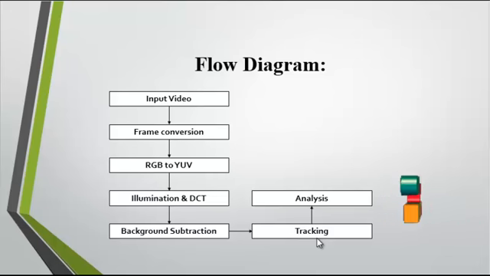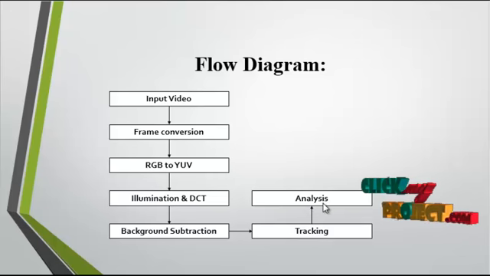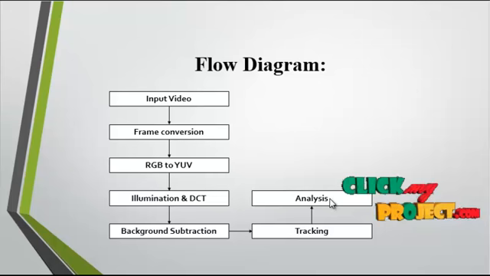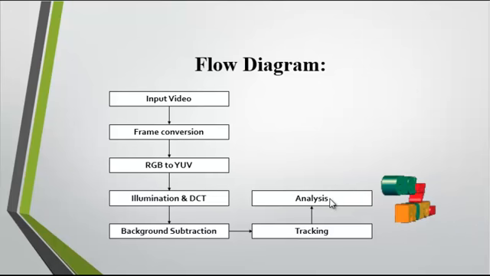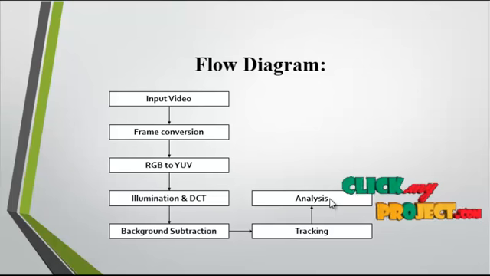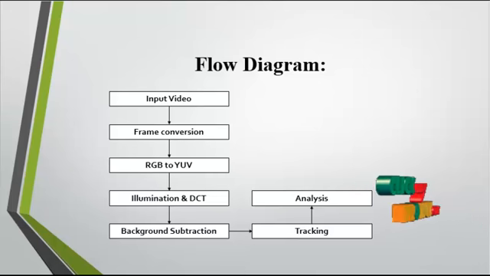After the tracking, the analysis is carried out. The analysis is the performance analysis for the whole process. If the result of the performance analysis is high, it means the accuracy and the performance of the process will be more efficient.